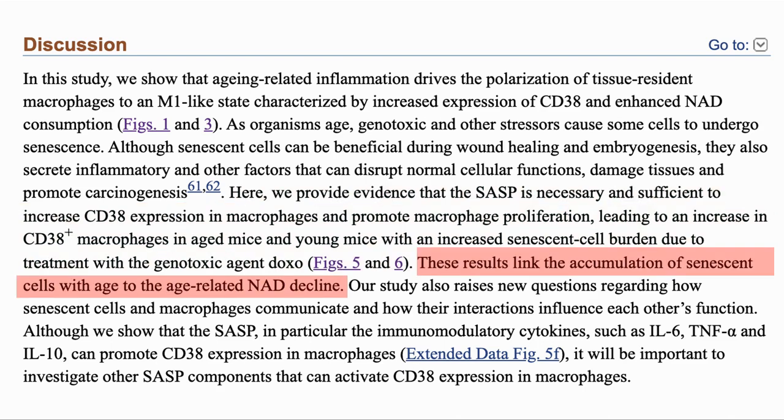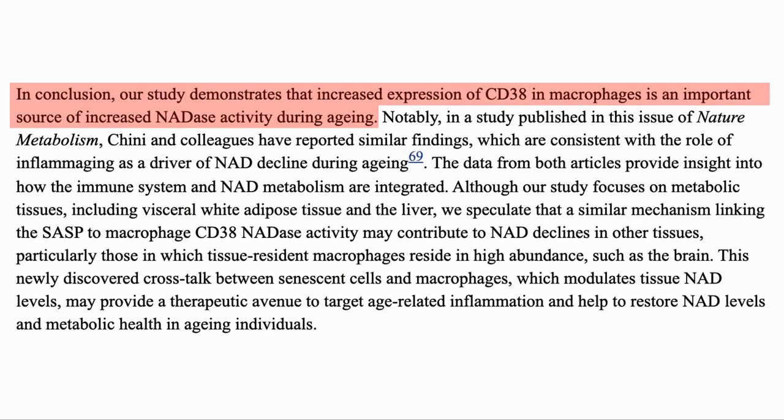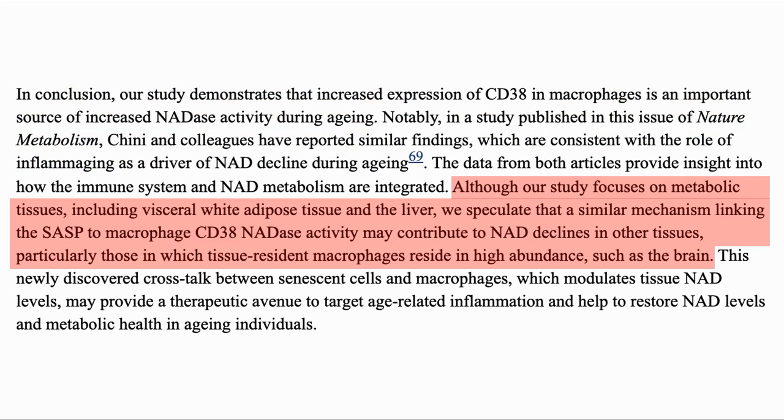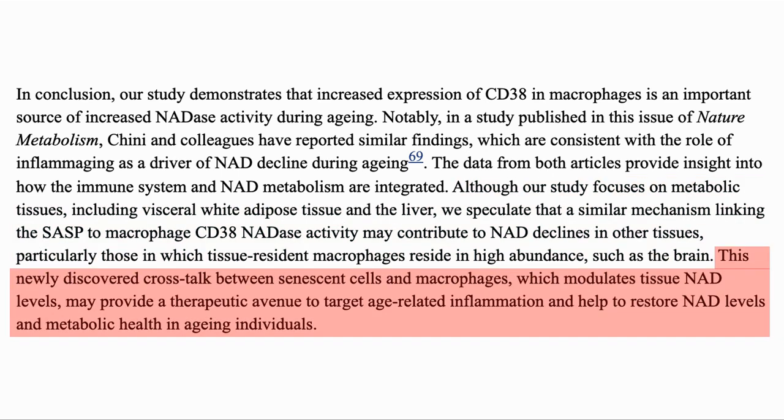So they show a clear link between senescent cells and NAD decline, and that CD38 is an important source for the consumption of NAD, and point the finger at inflammaging. They caution that although the study looked at visceral fat and liver, this process could be common to other tissues in the body. Understanding the crosstalk between CD38 and senescent cells may offer us a way to target this and so reduce the effects on NAD levels and metabolic health.